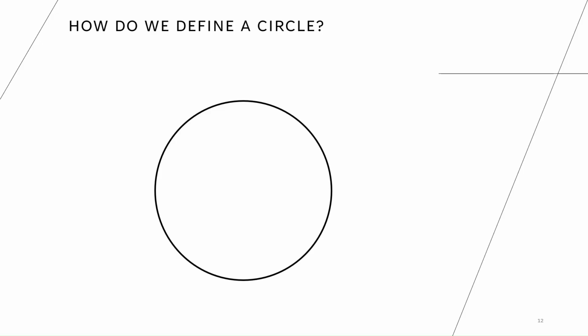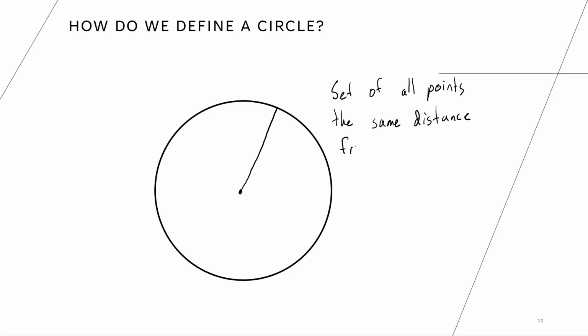Now, as you found in our exploratory activities, there's another important way we define a circle. It's the set of all points the same distance from some center. Now, why does it matter that we define that as a circle?